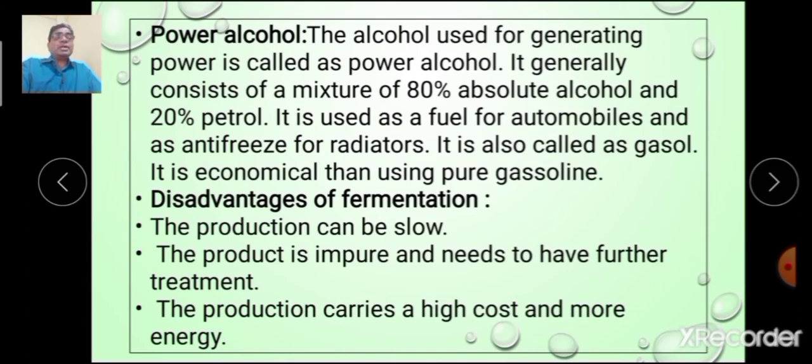Now, what are the disadvantages of fermentation industry? Of course, the process is very slow. It requires much time. The product obtained is impure and it needs to have further treatment. And of course, for this production, the investment is high cost. That is, it requires much money and more energy.